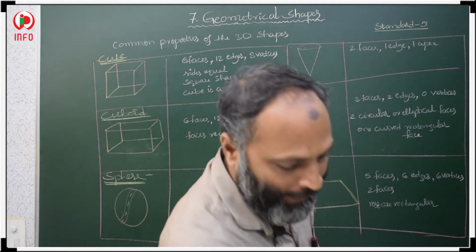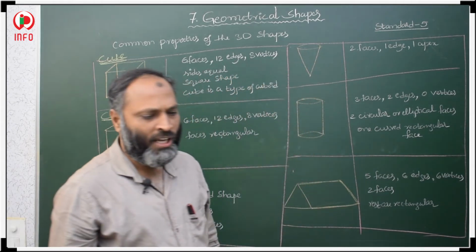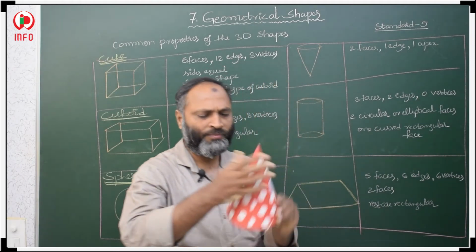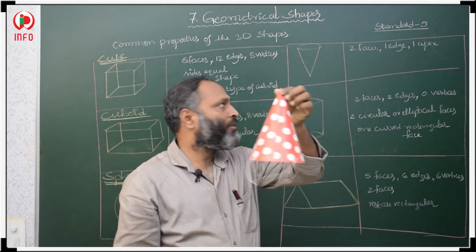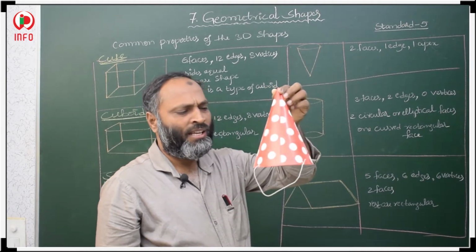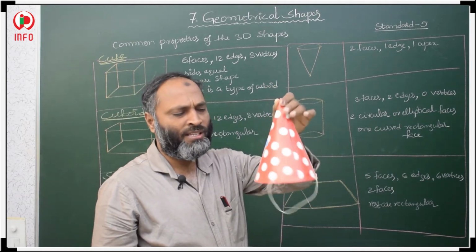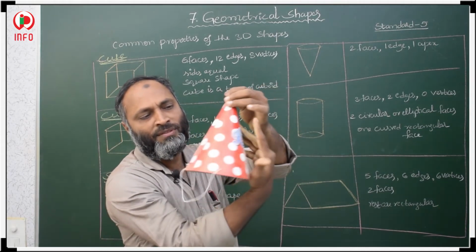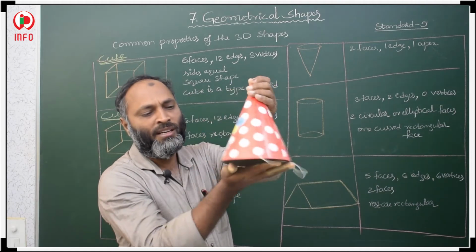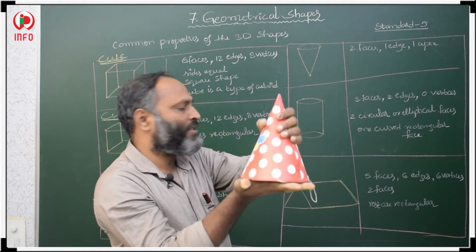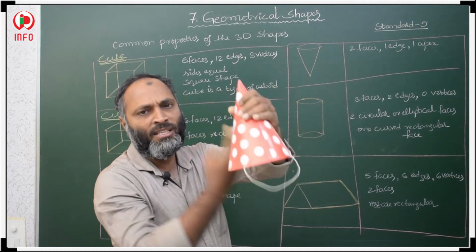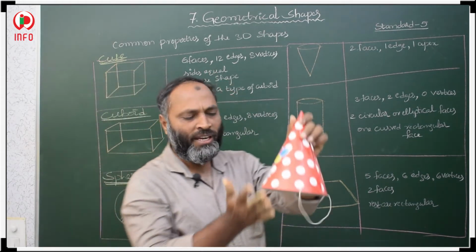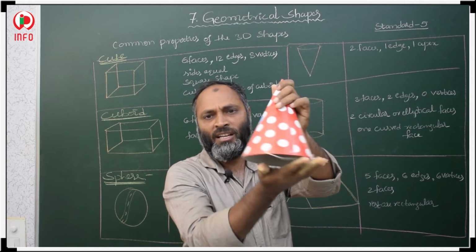Now here, this is a cone. A cone has two faces. One is the circular face on the bottom, and the other is the curved surface. One is this face, the other is this face. How many faces? Two faces. And how many edges? Only one edge, a circular edge.